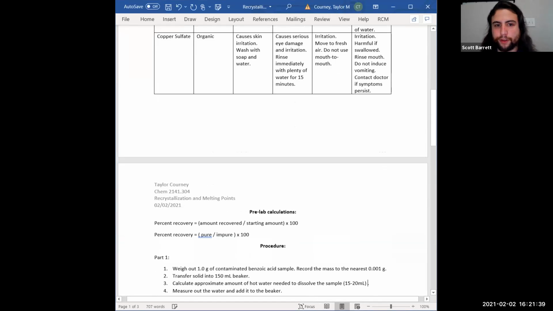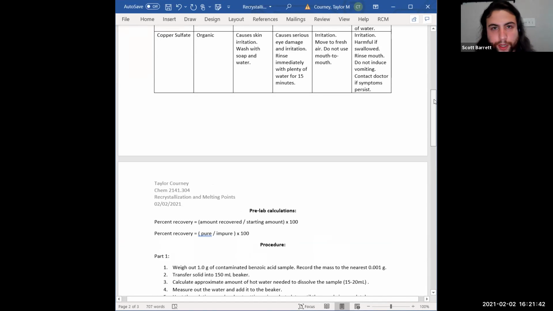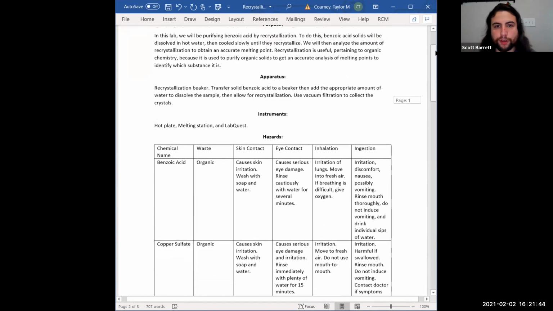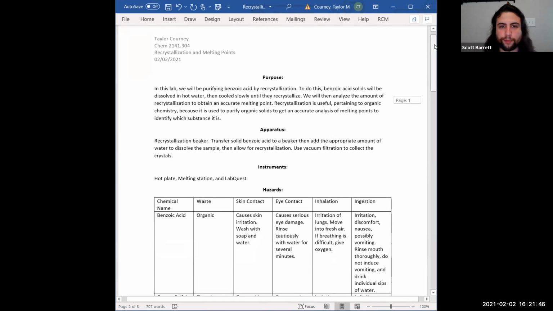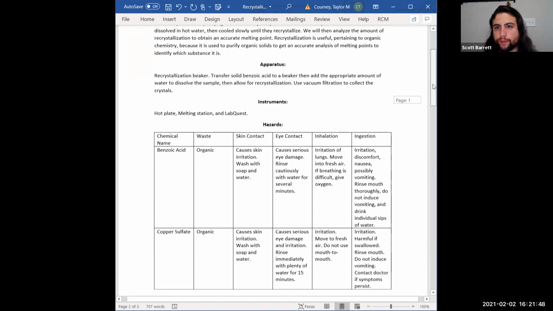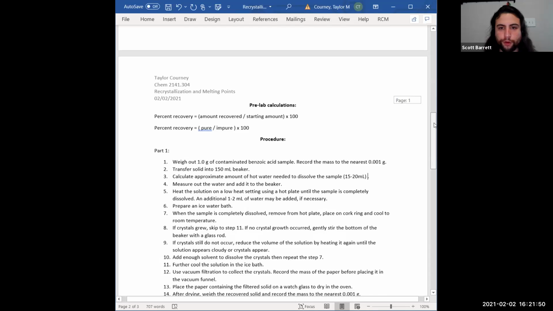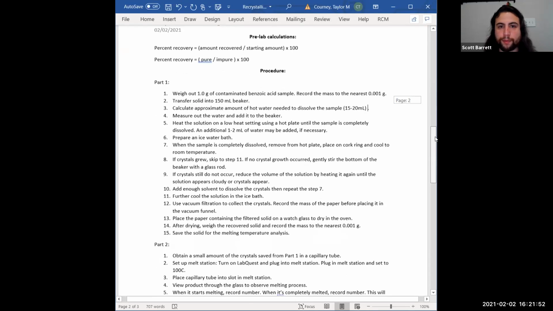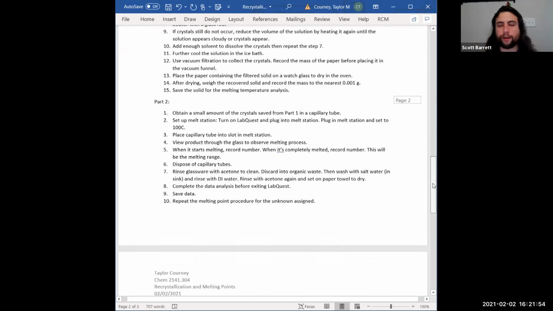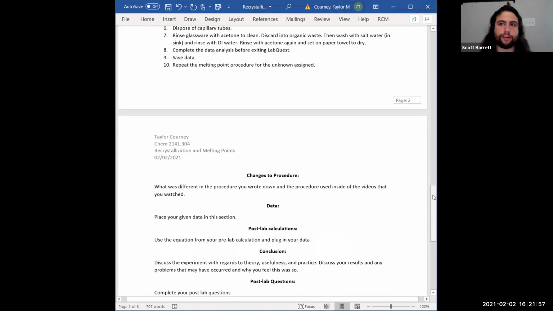Okay, great. Guys, if you can see here real quick, this pre-lab is a great example. Just do your purpose, apparatus, instruments, hazards, and that's pretty much good to go. It's a brief overview. This is how it would go if we were in a lab. You would just show me real quick, I would take a look at it and say, great, you got it written down. The main thing for a pre-lab is for you to understand the experiment when we walk in, and then have it ready to go.